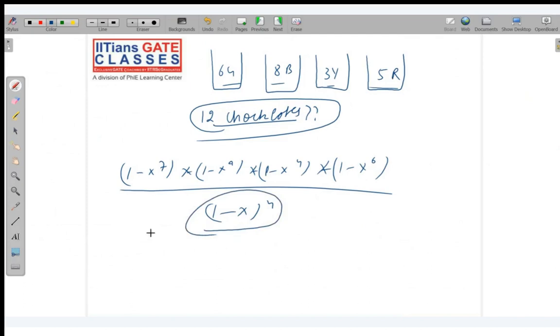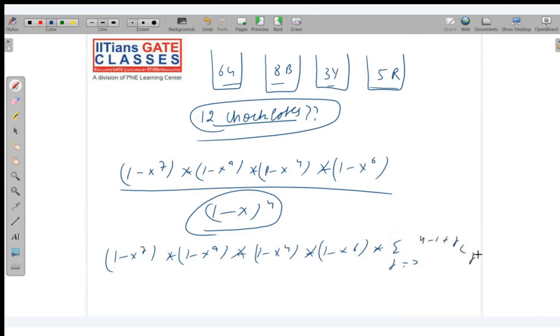Okay. And now I will replace it. So now I will say 1 minus x power 7 multiplied by 1 minus x power 9, 1 minus x power 4, 1 minus x power 6, multiplied by sigma r equals 0 to infinity, and n is what now? N is 4. Please, you have to focus. So 4 minus 1 plus r CR, or x power r. So now what do I have to solve? I want 12 chocolates. So find the coefficient of x power 12 from here.